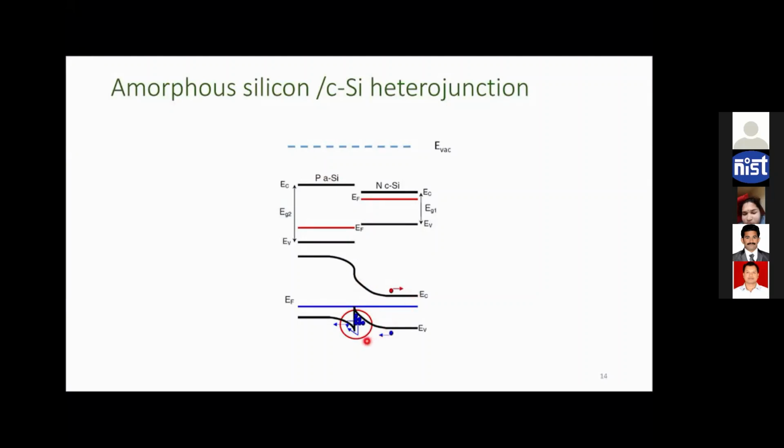So interestingly, if you look closely at the interface, because of this band bending, it appears that the valence band has come much closer to the Fermi level. Even if this is an N-type crystalline silicon, near the interface, because of that high band bending, you are actually inducing an inversion layer at the interface. And this happens because of the high work function difference between the P amorphous silicon and N crystalline silicon.